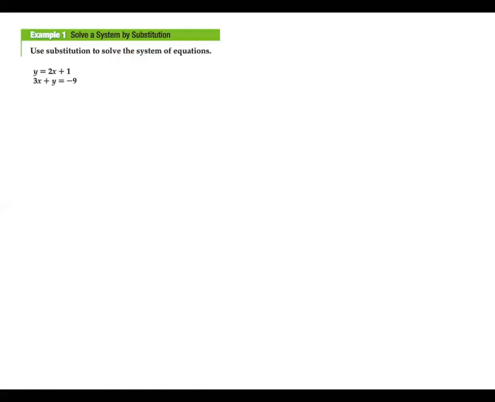So let's use substitution to solve the systems of equations. Notice a system has two or more linear equations together, so you have two equations here. And notice this first one's already solved for y. So step 1 is like done for us. The first equation is already solved for y, so you don't have to do that step. It's already done.